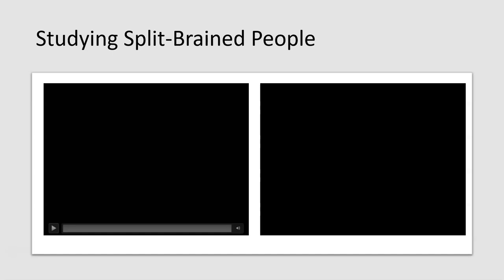Here I have a couple of videos of so-called split-brained people. Basically, these are individuals who, for a variety of reasons, mostly because of severe epilepsy, have had the nerve fibers in the corpus callosum severed, so that it will decrease their seizure activity. So I'm going to show you the first video, and then I'll talk about it a little bit.